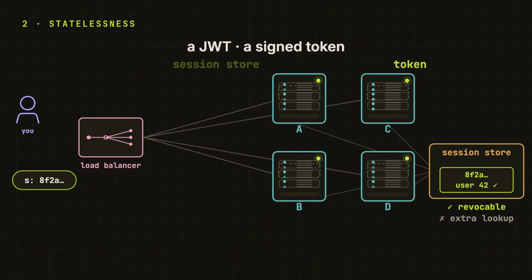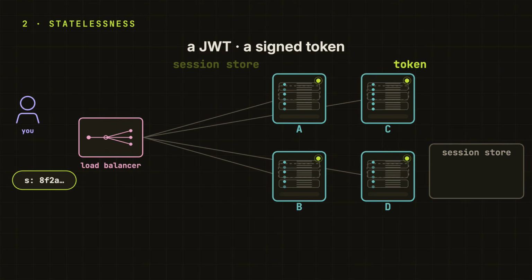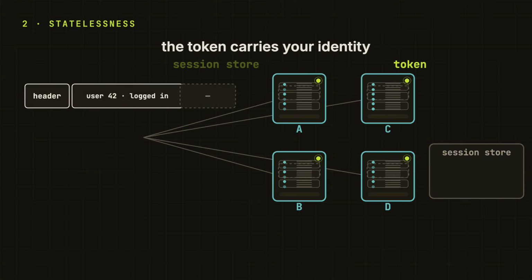The second way is a JWT, a JSON Web Token. Here, instead of storing a session, the server gives your browser a signed token that already contains your identity, like user42 logged in, with a cryptographic signature that proves the server created it and nobody tampered with it.